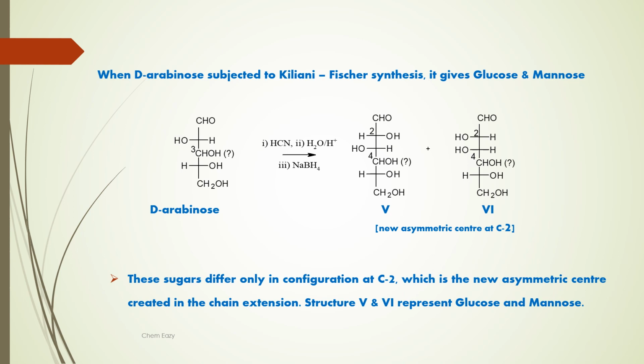Now the doubtful configuration of carbon 3 of D-arabinose becomes carbon 4 in glucose and mannose due to the formation of a new asymmetric center at carbon 2. Both glucose and mannose differ only in configuration at carbon 2, which is the new asymmetric center created in this chain extension reaction. Structures 5 and 6 represent glucose and mannose.